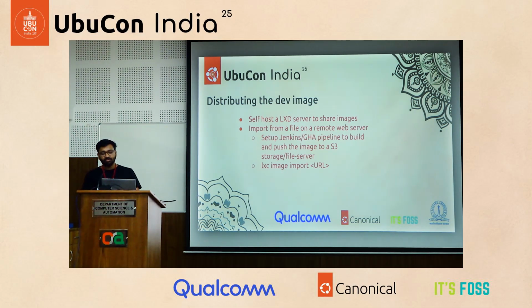There's even a simpler way in which you can configure your CI to build the image, take that artifact and host it somewhere, put it in S3 object storage or anywhere where you can pull it from on the internet. Just a basic simple file server. You can download the image and then do LXC image import. This is how you can distribute images within your team.